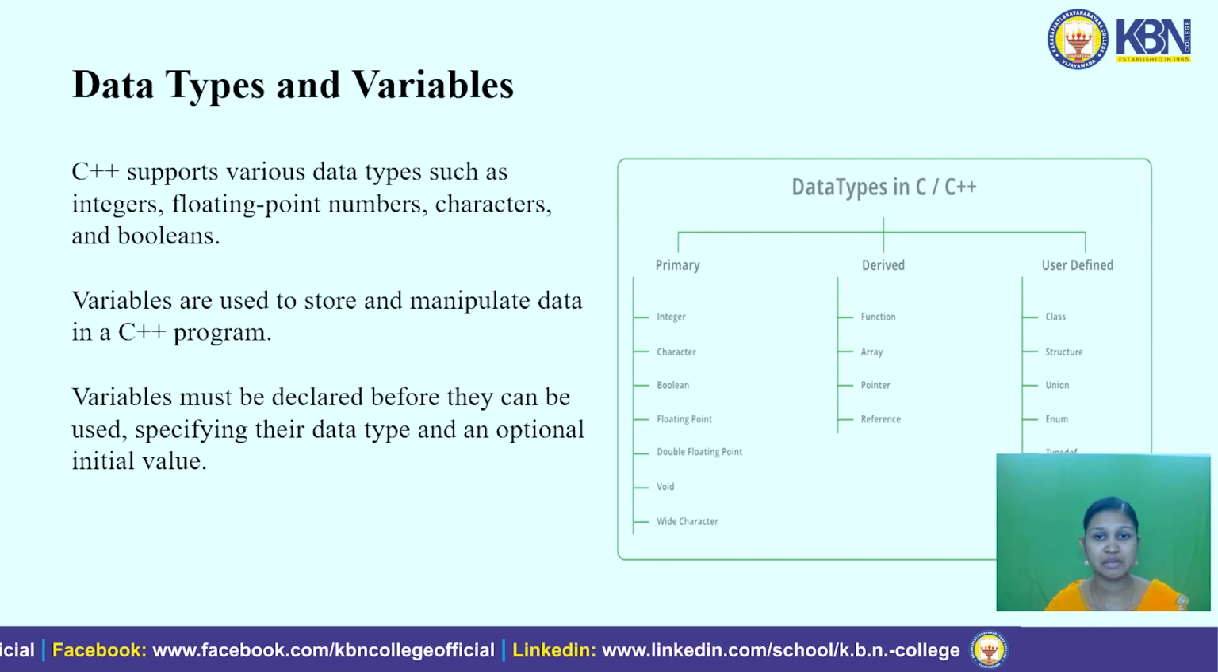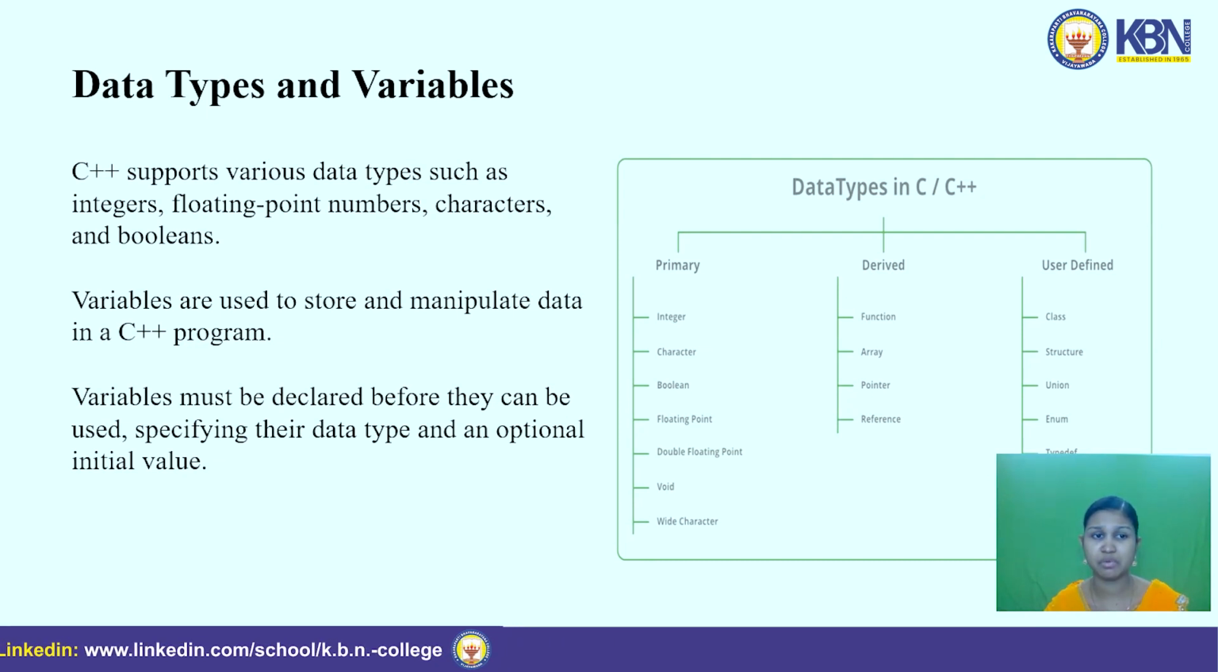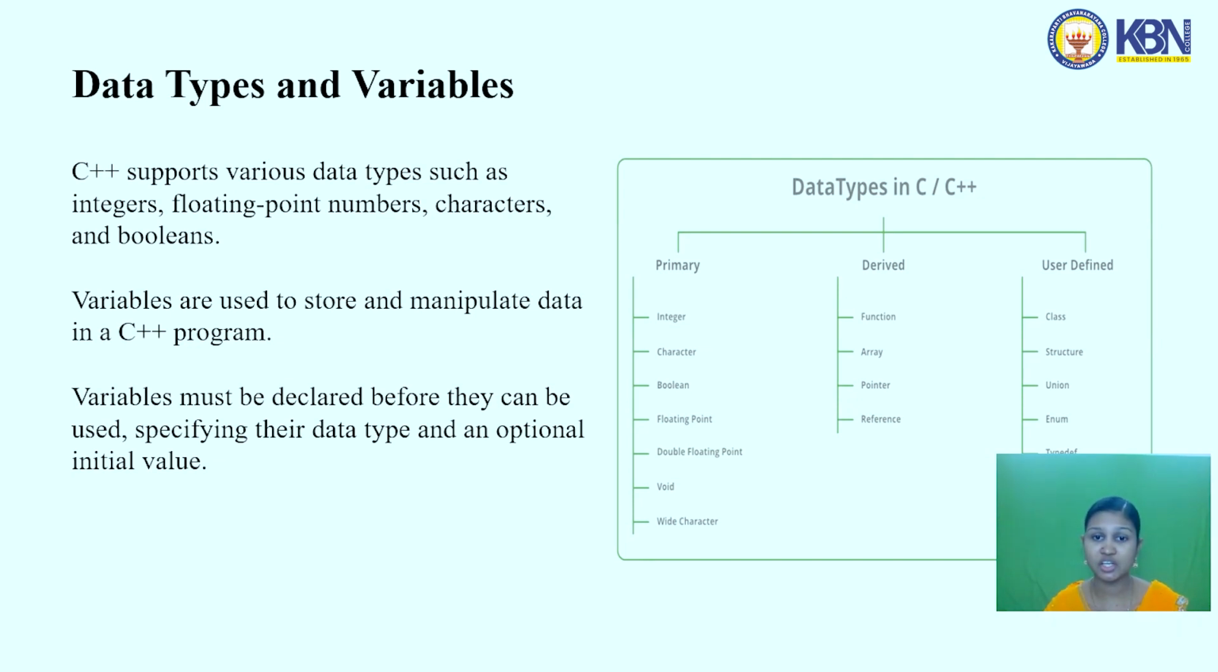What are data types and variables? In C++, we have primary data types, derived data types and user defined data types. Primary data types are what you have seen in the C language, like integer, character, float and double. In C++ they are integer, character, and also the boolean data type, floating, double floating, void and character. Compared to C, C++ has a new data type, that is boolean. Boolean is categorized into two values, true and false.